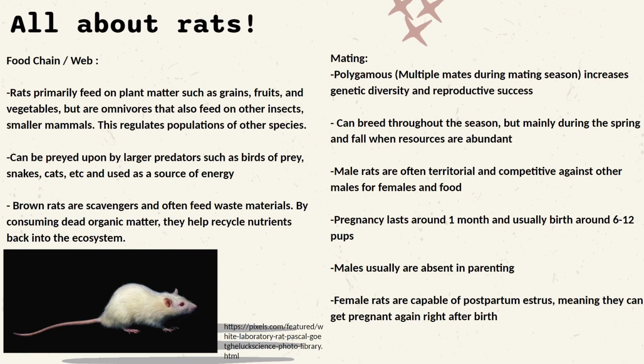In the food chain, they typically feed on grains and fruits, but can also eat insects. And like I mentioned, their main predators are birds, snakes, and cats, and they are used as a source of energy in the food chain. They can also be scavengers and feed on waste materials and consume dead organic matter, and this kind of helps cycle nutrients back into the ecosystem as well.